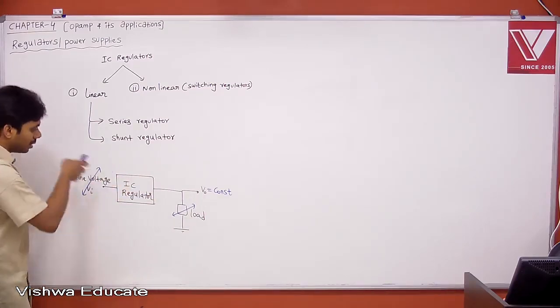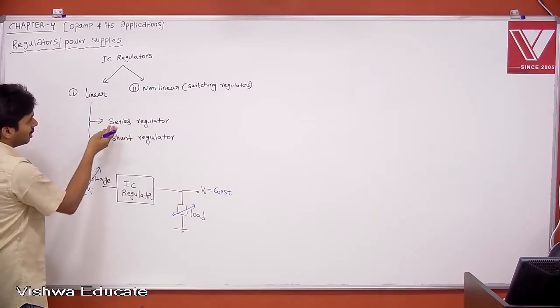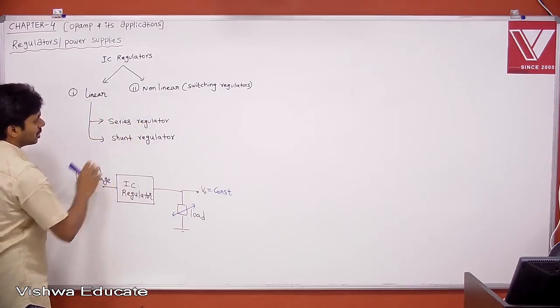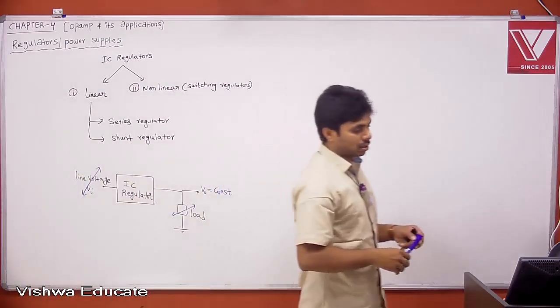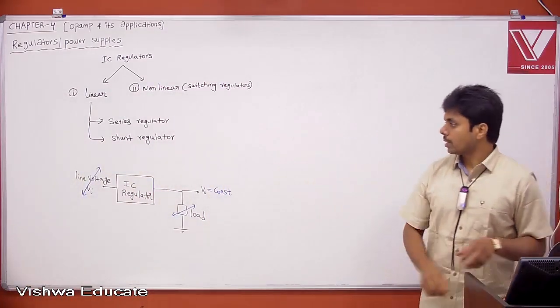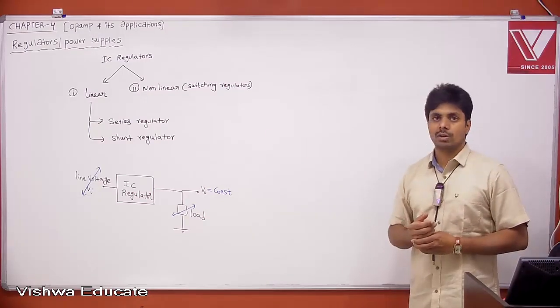How are we going to get that? That is what I am going to explain: linear regulators, which we have in our syllabus. I will explain the series regulator and the shunt regulator. Then we will see how we are getting V0 constant. After that, I will explain the first one, the series regulator, and the second one, the shunt regulator.